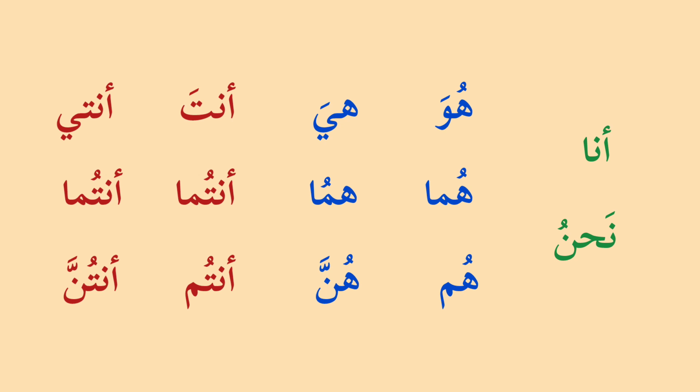Okay guys, let's review pronouns in Arabic. أنا, نحن, هو, هما, هم, هي, هما, هن, أنت, أنتما, أنتم, أنتي, أنتما, أنتن. Again. أنا, نحن, هو, هما, هم, هي, هما, هن, أنت, أنتما, أنتم, أنتي, أنتما, أنتن.